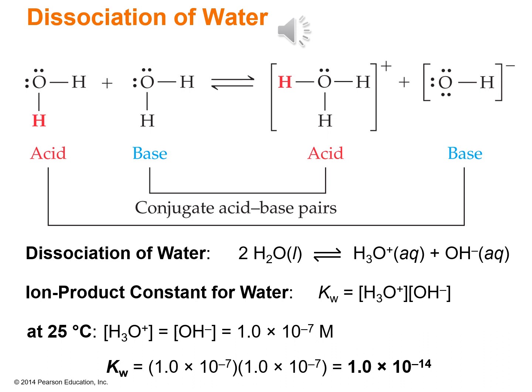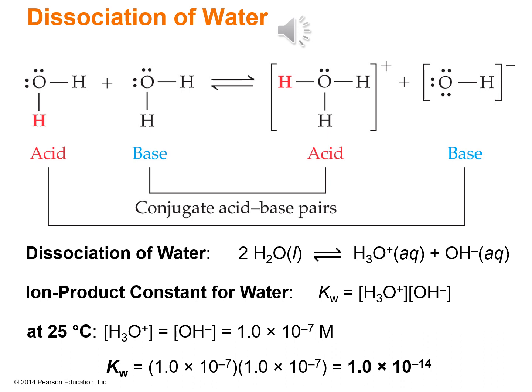Called the dissociation of water, this reaction is characterized by the equilibrium equation Kw is equal to the concentration of the hydronium ion times the concentration of the hydroxide ion. As discussed earlier, the concentration of water is omitted from the equilibrium constant because water is a pure liquid.